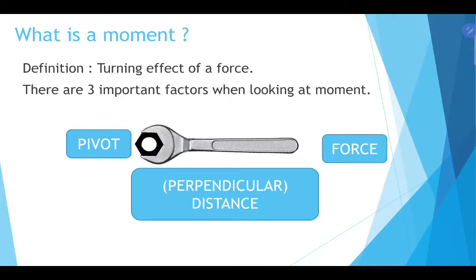Alright, so those are the three important factors to look at when you're looking at moment. You need to know where the pivot is, you need to know the force, and you need to know the perpendicular distance.